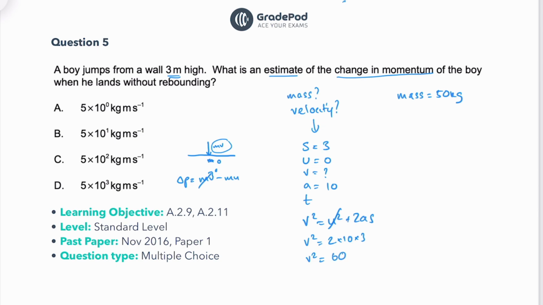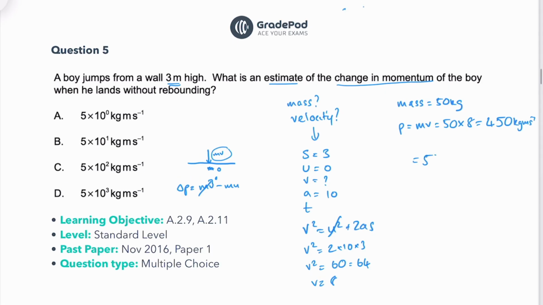Okay, let's make it easier. Because we're estimating, we're just looking for an order of magnitude. Let's make it 64, and that means that V is equal to 8. All right, so the momentum just before it hits the ground, P equals mv, is equal to 50 times 8, which is 450 kilograms meters per second. We're looking at 5, so let's round that up. So it's 500 kilograms meters per second is his change in momentum, which is equal to 5 times 10 to the 2 kilogram meters per second. So our answer is C. I know a lot of people will feel uncomfortable with that.